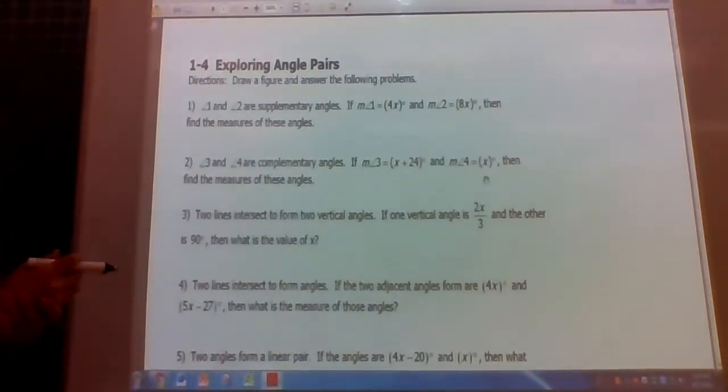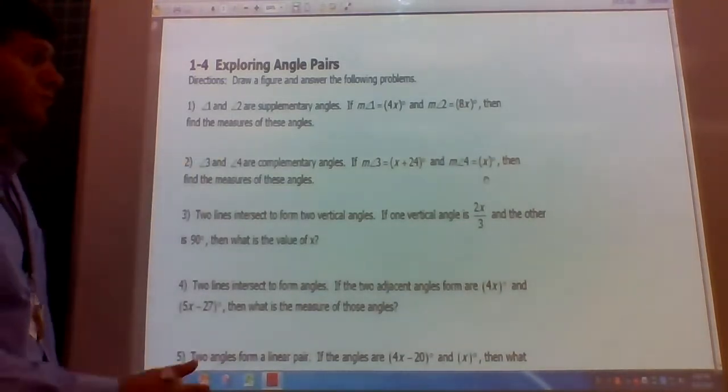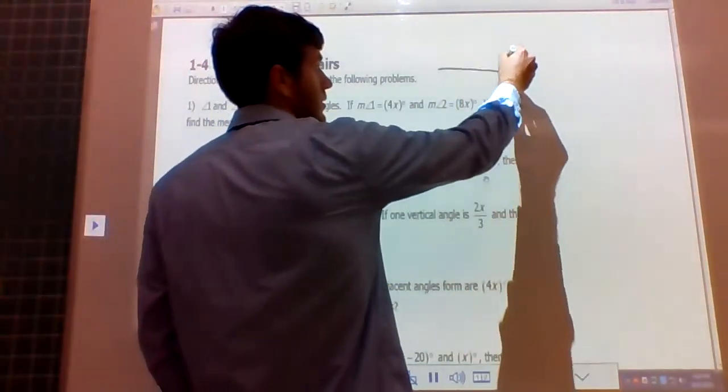This is angle pairs practice. Number 1 says that angles 1 and 2 are supplementary angles. That means they add up to 180 degrees. If the measure of angle 1 is 4x and the measure of angle 2 is 8x, then find the measure of these angles. So we're going to have supplementary angles.